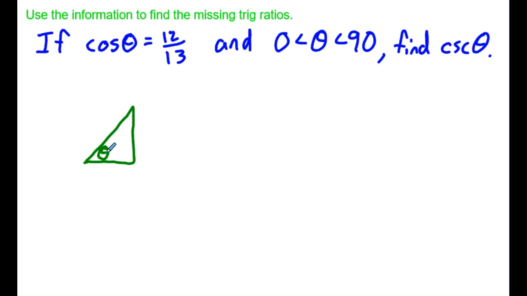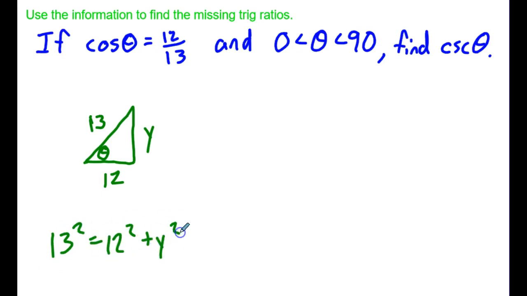We know cosine is equal to the adjacent over the hypotenuse, so 12 over 13. We would need to find this y value. Okay, so using the Pythagorean theorem, a squared plus b squared equals c squared, you could go through 13 squared is equal to 12 squared plus y squared. If we would subtract that over, get 25 is equal to y squared, thus y is equal to 5.